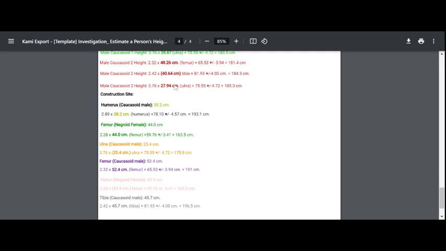Okay, so now calculating the height using the ulna measurement for male Caucasoid 2 height, we have 3.76 times 27.94 centimeters. Okay, and again, this is for the ulna. And then plus 75.55 plus or minus 4.72, which is equal to 185.3 centimeters. So again, I chose to add 4.72 to make it closer to the actual height, okay?